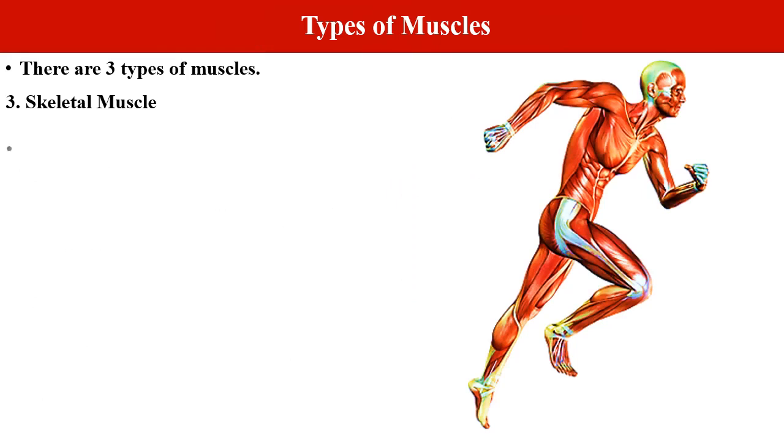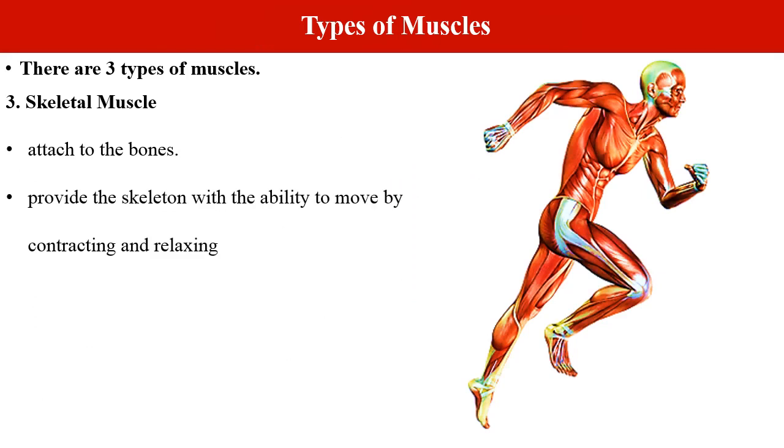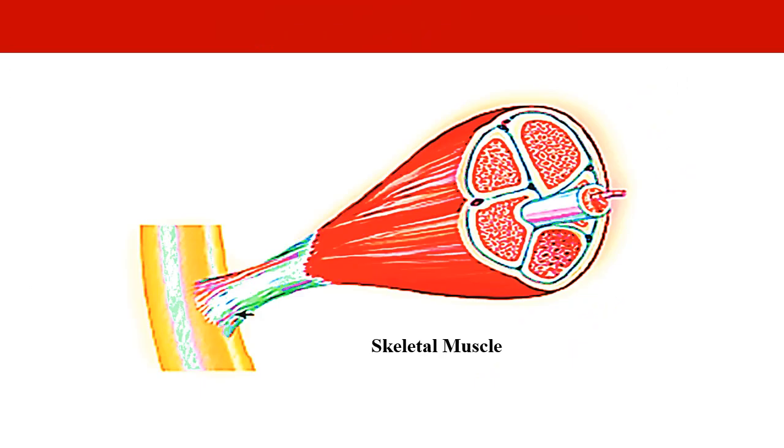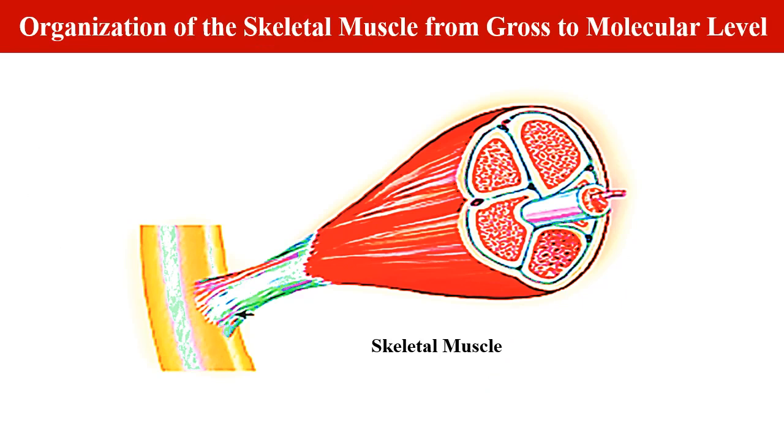Skeletal muscle. Skeletal muscles are attached to the bones. These muscles provide the skeleton with the ability to move by contracting and relaxing in response to voluntary messages from the nervous system. Let's discuss organization of skeletal muscle from gross to molecular level.